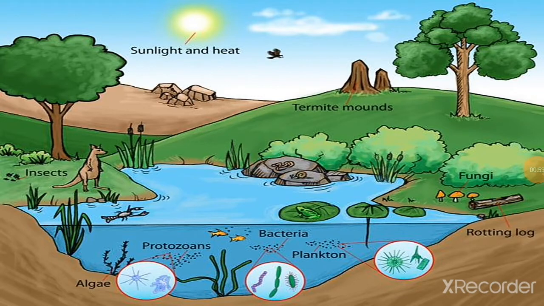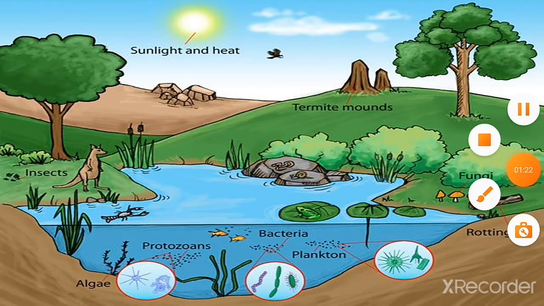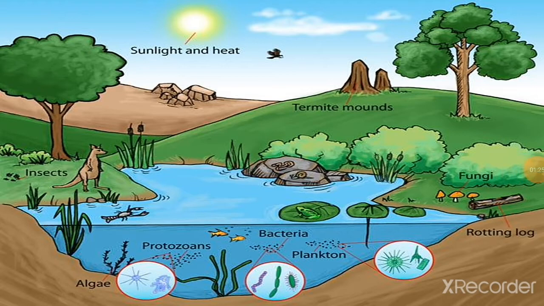See this picture. So many different things are present in these pictures. That are sunlight, insects, animals, termite mounds, bacteria, frog, water, trees and so many. In this picture, you can classify. There are many living things present and many non-living things present.